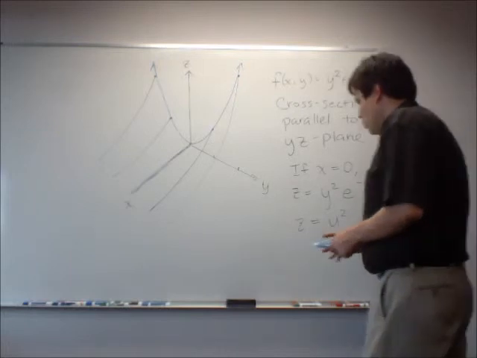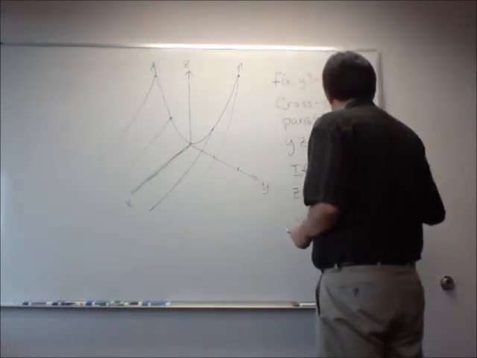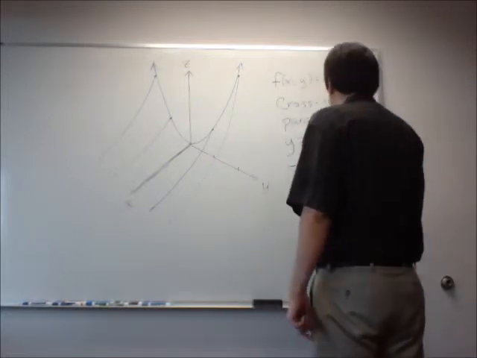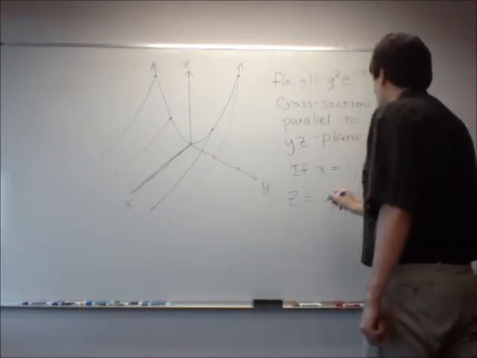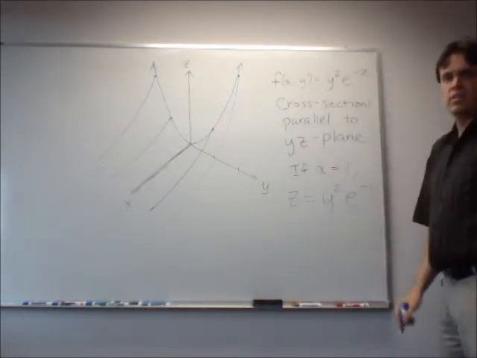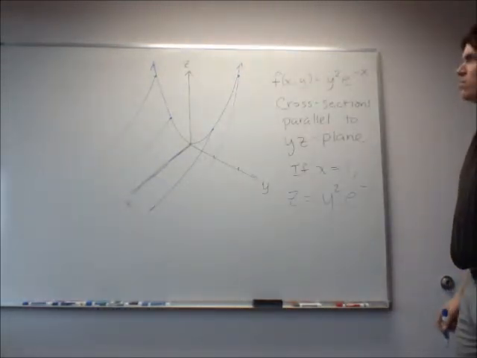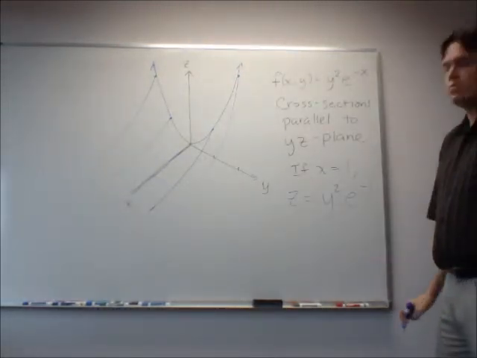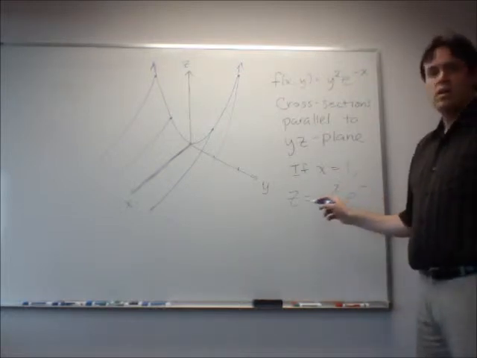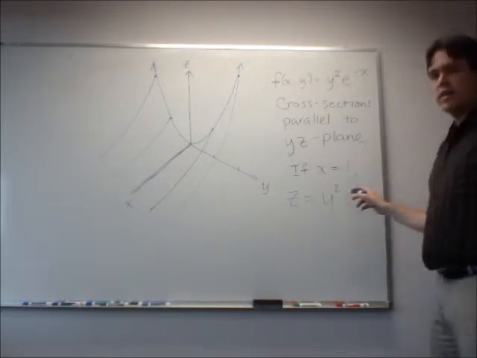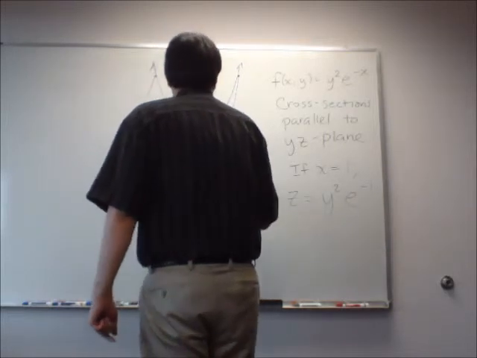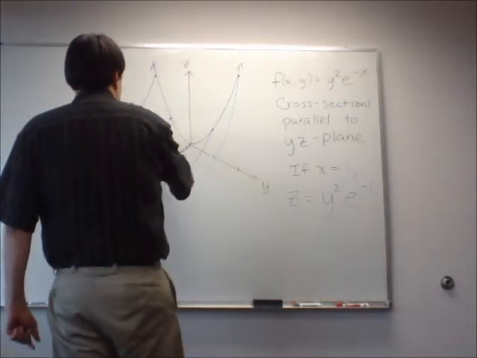Now, what if x is equal to 1? If x is equal to 1, then I get z equals y squared times e to the minus 1. E to the minus 1, I don't know exactly what that is. It's going to be something like 0.3 something. It's some smallish constant times y squared, which means, again, I'm getting a parabola, but this time it's a little bit flatter because I've multiplied by a constant that's less than 1. So when x is 1, I get another parabola, this time one that is a bit flatter.